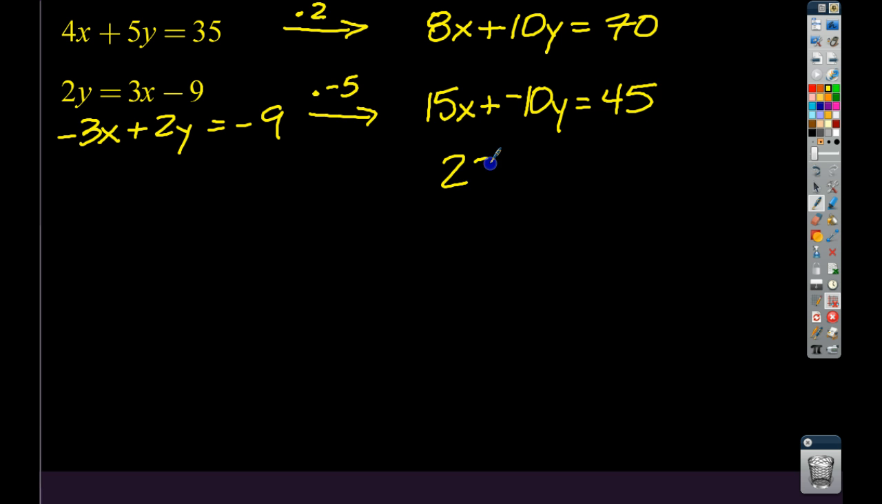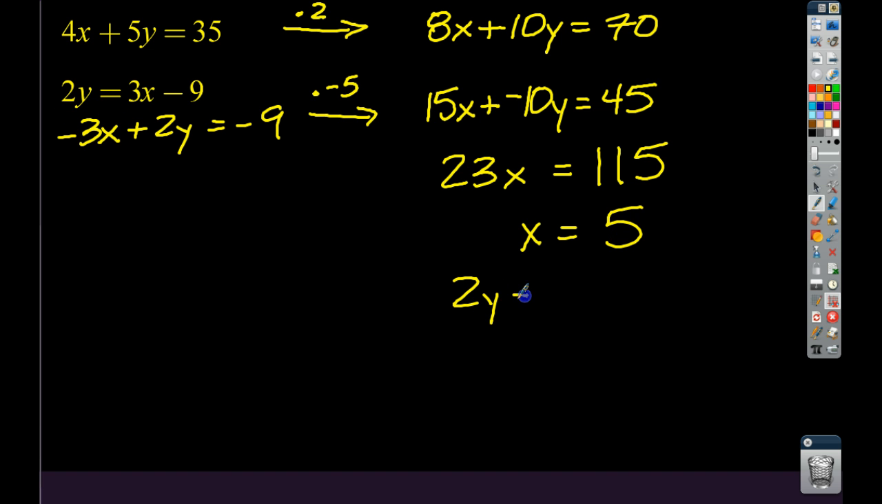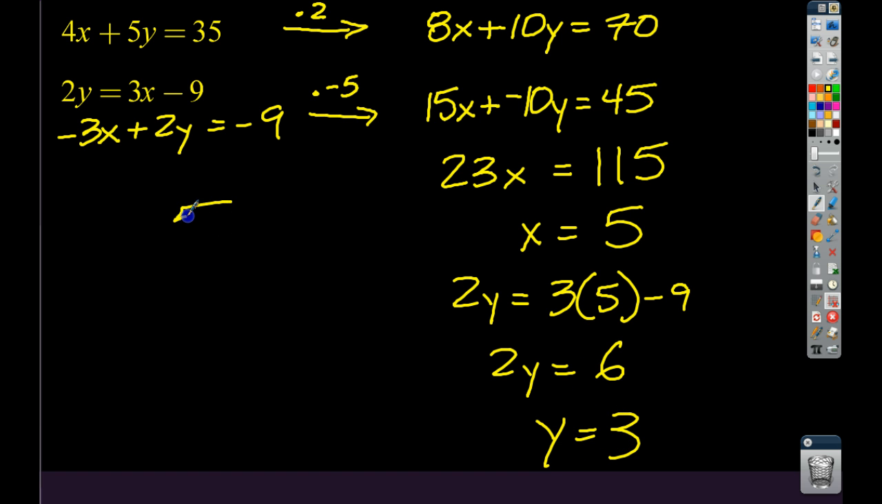Okay, and I'm going to get 23x is equal to, let's see, oh whoops, not 105, 115. 115. x is equal to 5. Then here this is a little bit easier because I can do 2y is equal to 3 times 5 minus 9. So I get 2y is equal to 15 minus 9, which is 6. So y is equal to 3. 5 comma 3. And I think that's what we had before.